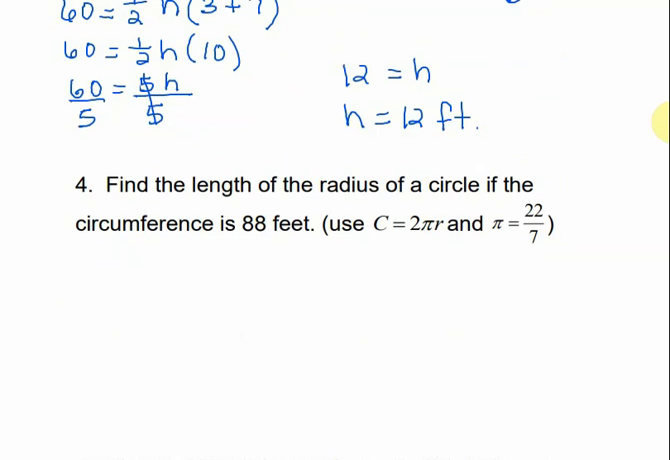Find the length of the radius of a circle if the circumference is 88 feet. They've given us C, the circumference is equal to 2 pi r, and they're telling us to use 22/7 for pi. There's two different representations that are sometimes used for pi, or approximations. 22/7 is the fraction approximation, and 3.14 is the decimal approximation. They're telling us to use 22/7 for pi because it's going to work out better in this formula.